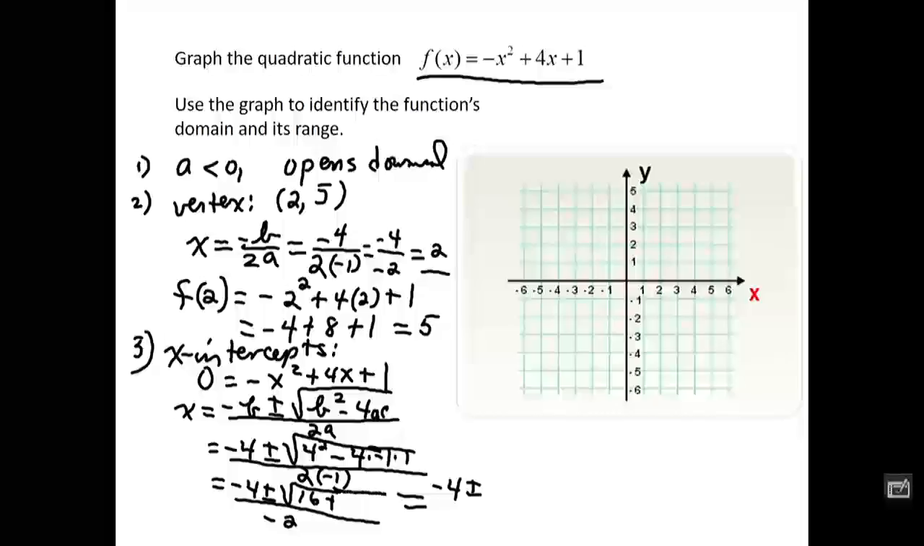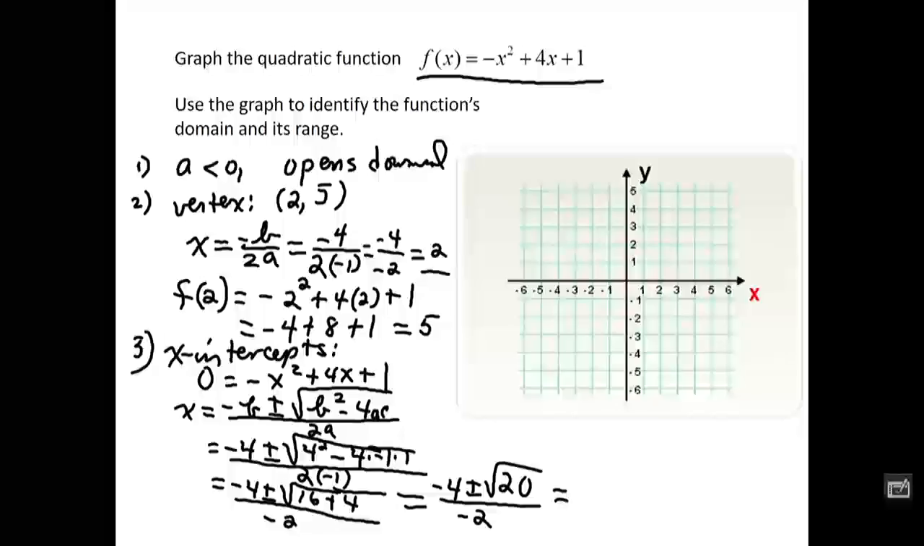So a negative 4 times a negative 1 is a positive 4. All right, 16 plus 4 under the radical. So continuing to simplify, we have negative 4 plus or minus the square root of 16 plus 4, which is 20, divided by a negative 2. All right, let's simplify this.